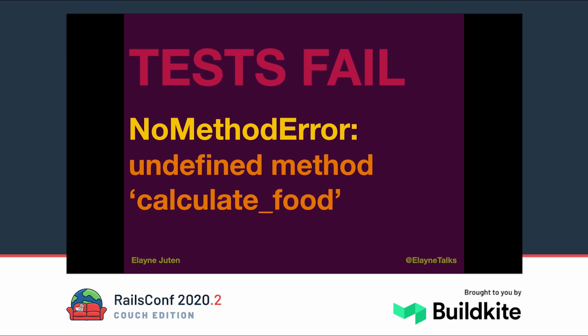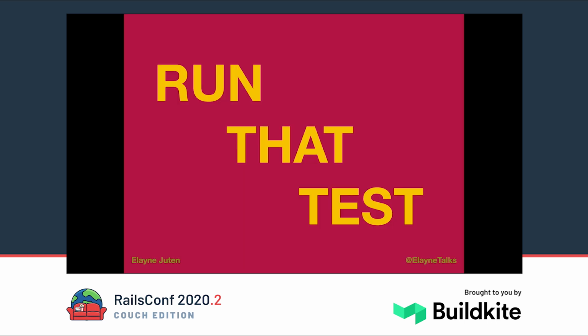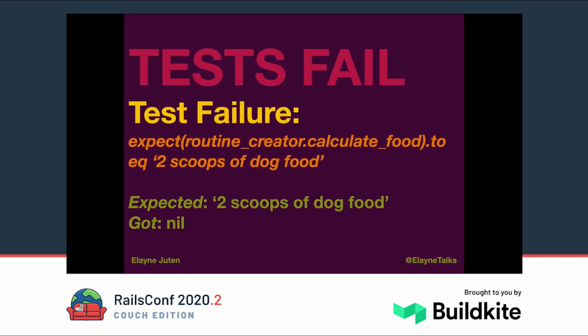Undefined method calculate food. We never set up that method in our actual Ruby file. So I'm going in and setting up the calculate food method. And again, I'm going to run that test. And the tests fail again. They expect calculate food to equal 2 scoops of dog food, and we got nil, which makes sense. Here's a positive. We've made it through the test file. It's testing that expect. It's seeing that.